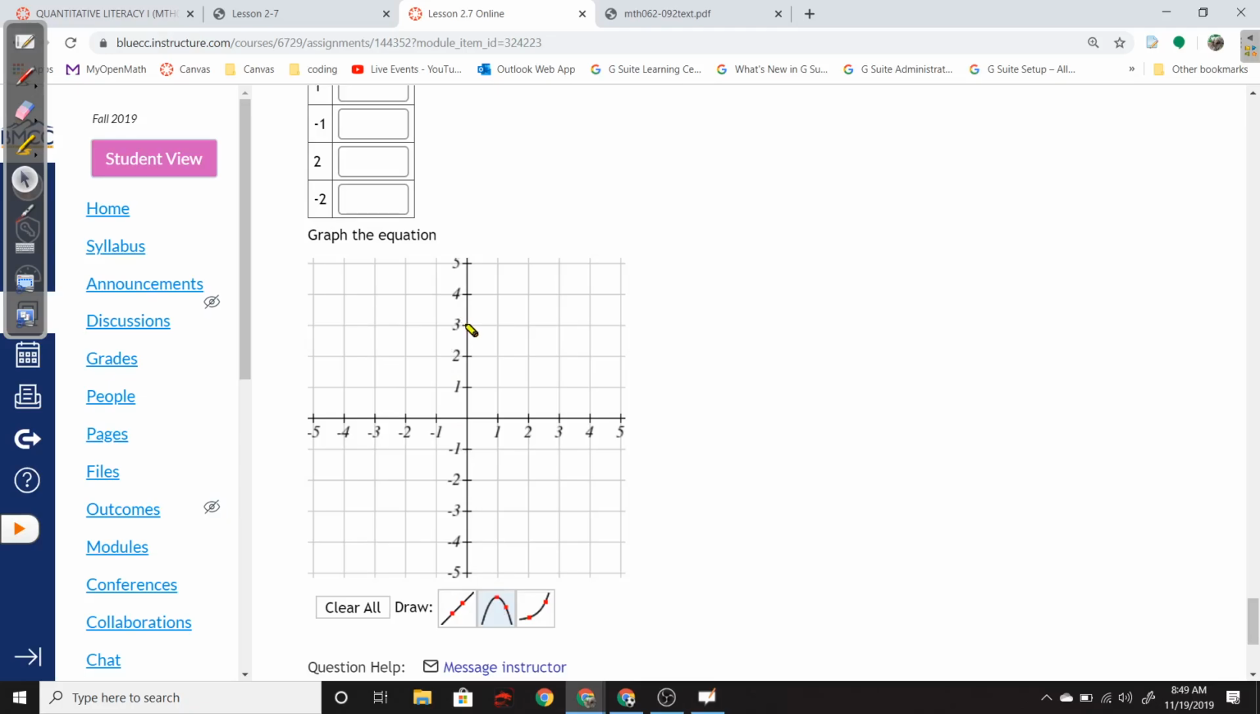So I discovered the turning point was right here. And then I got to pick another point. So I believe I had 1, 0 was the other point. And I could go either way. If you decide you misplaced a point, you can move that point to wherever you need it to be. And the same thing with the turning point. If you put that in the wrong spot, you can pick it up and move it anywhere you want. So it's possible that you could adjust your parabola. All right, pretty sure that's the right one.